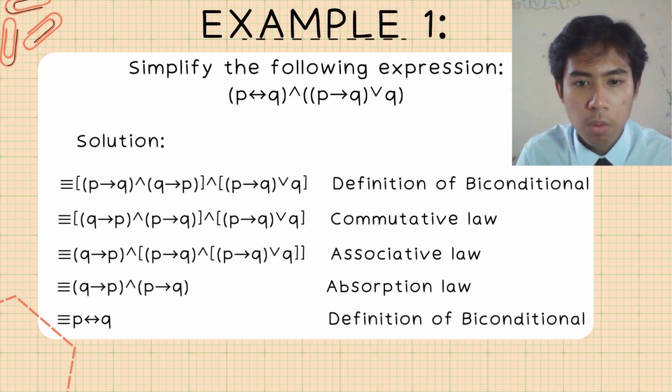And the third step, we will use associative law. As you can see, I already changed the open square bracket position. And the fourth step, we will simplify it by using the absorption law. And the final step of this example, we will use definition of biconditional.